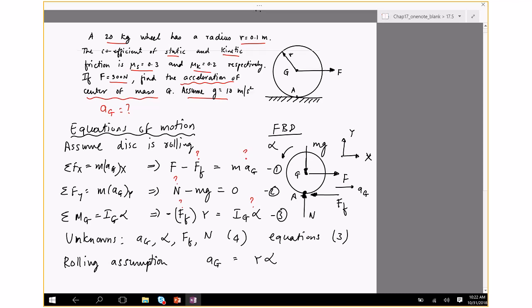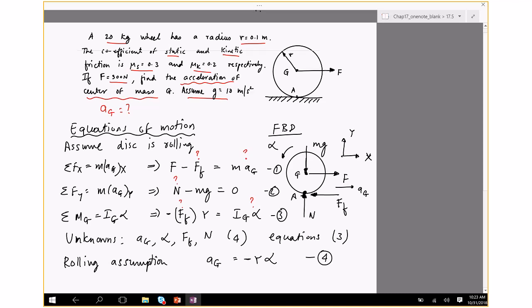So there is a slight inconsistency if I write it this way, because I assumed alpha to be counterclockwise, so it should actually be negative. Because if alpha is this way, then that will mean AG is to the left. But AG is assumed to be to the right. So I need to put the negative R alpha to make it consistent. If I assume alpha to be clockwise, then this would be positive, and this would be negative. But this is fine the way it is. You give the same answer as you would get if you put it clockwise. So that's our fourth equation.